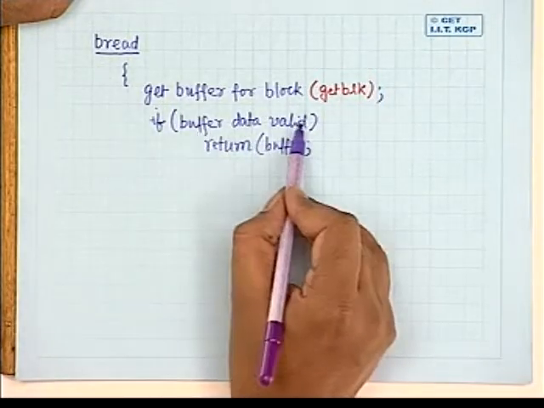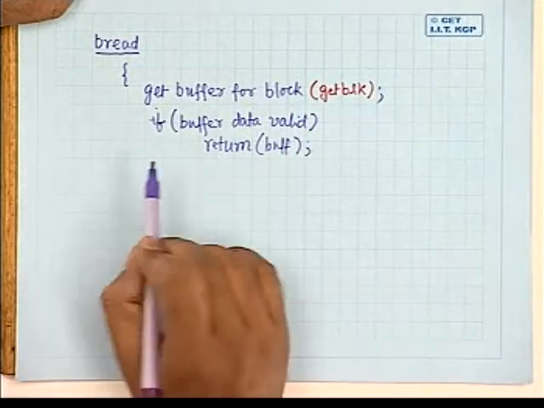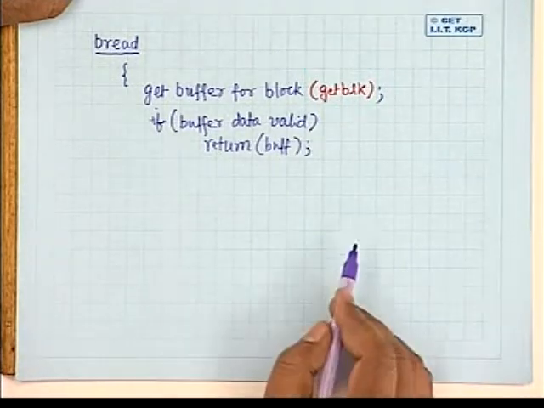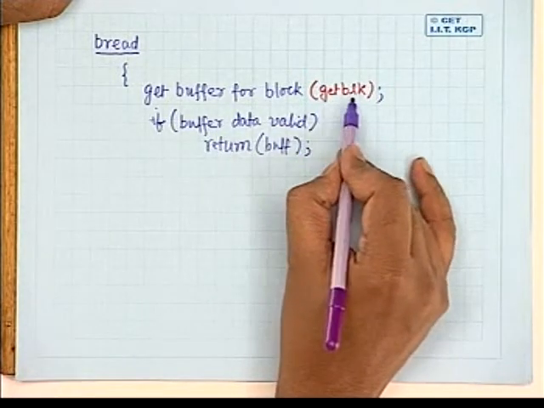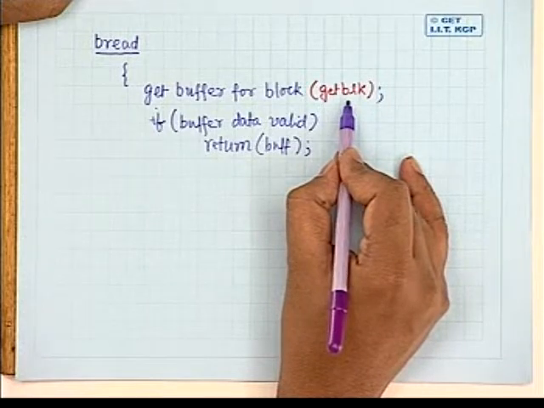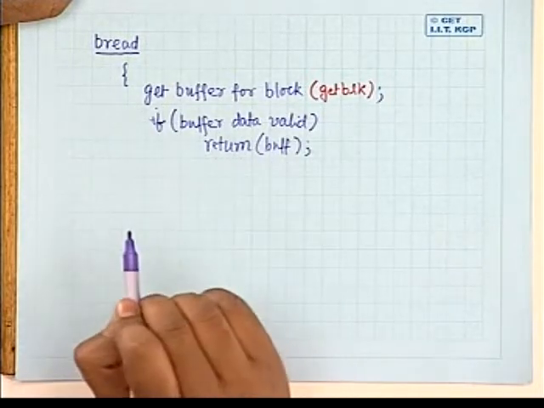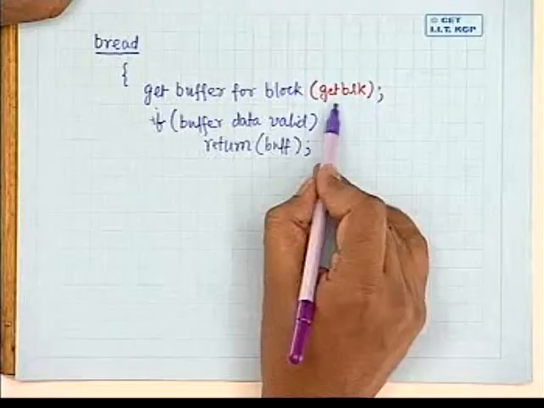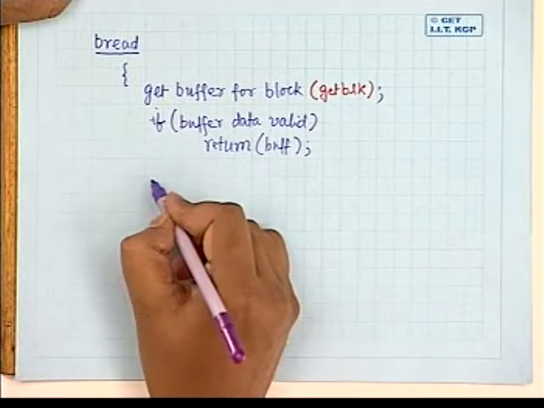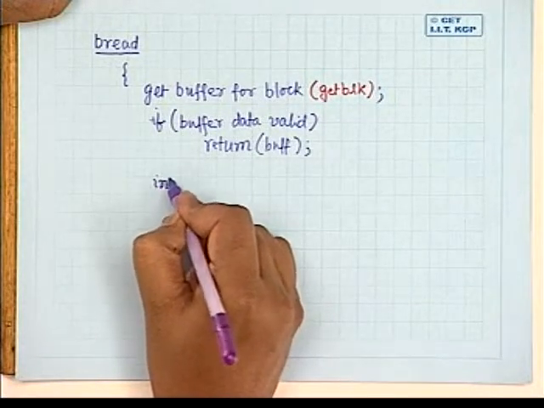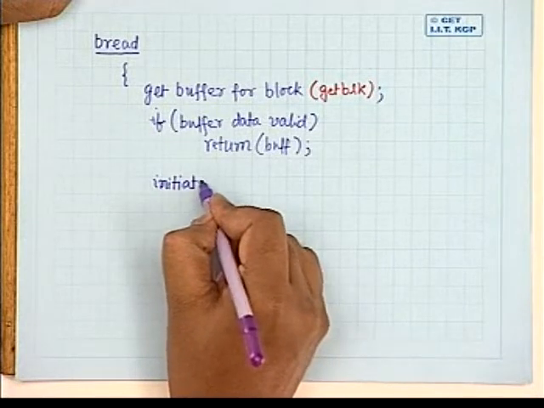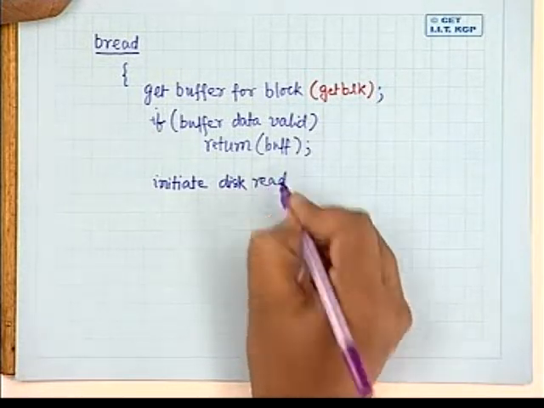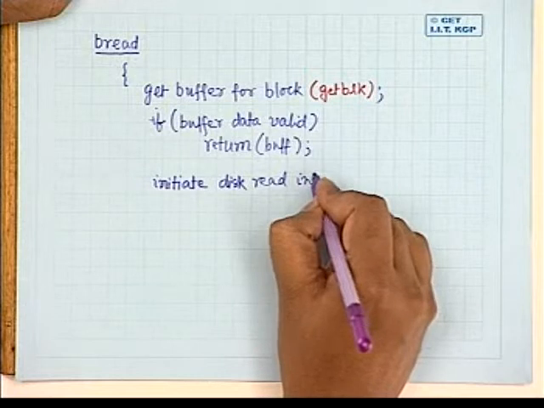Okay. Now, if there is no buffer containing this block that is requested, then obviously I cannot return a buffer containing the data. I have to return a free buffer. So, that free buffer will also be returned by this get block algorithm. Once the process gets this free buffer, then the process has to initiate the disk read operation, because disk read operation is not taken care of by get block. Then what you have to do is initiate disk read, obviously into the buffer.